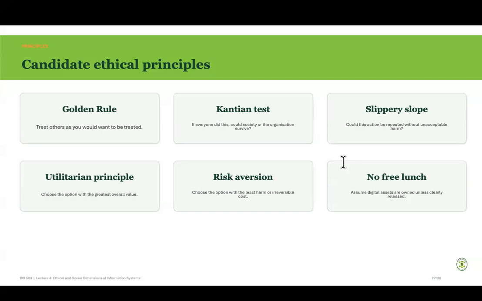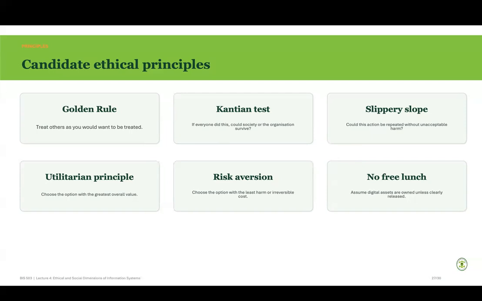The second one is the principle by Immanuel Kant, also referred to as Kant's categorical imperative. And the question that the Kantian principle asks is, could this action become a general rule without undermining society or an organization? This can be used to guide our ethical behavior.